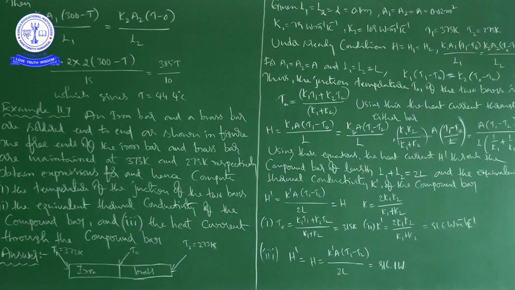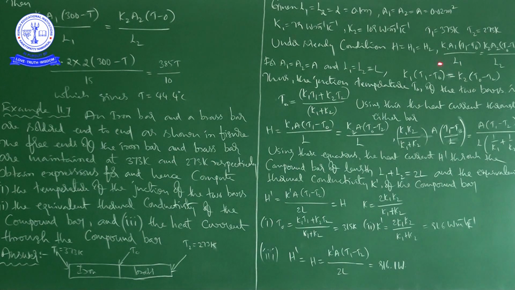Please observe carefully. This is the given data. Under the steady condition, you can write H is equal to H1 is equal to H2. Once you think, in our previous problem also we used the same scenario. Under the steady condition, H is equal to H1 is equal to H2. When H is equal to H1 is equal to H2, you can write the next statement.